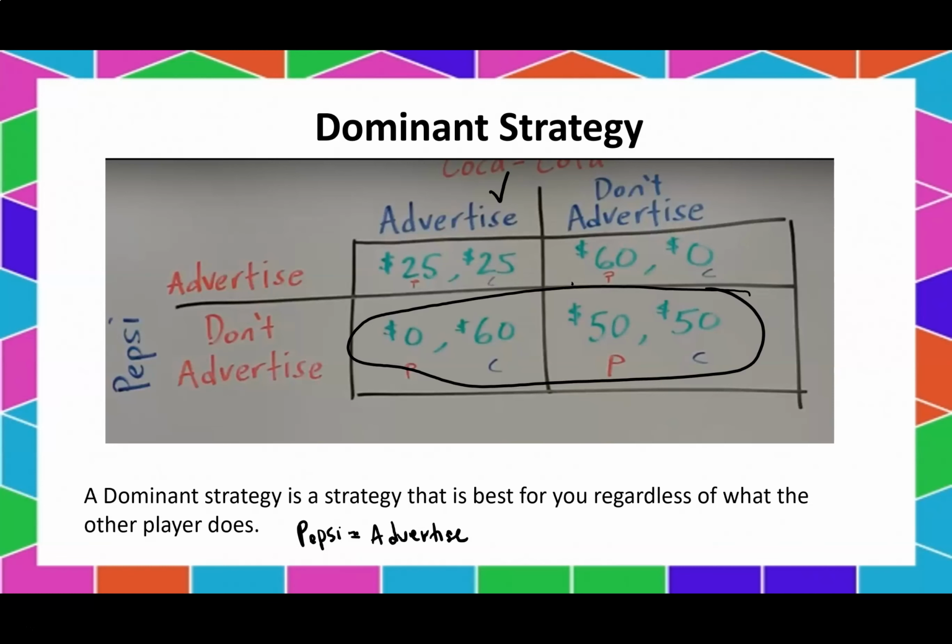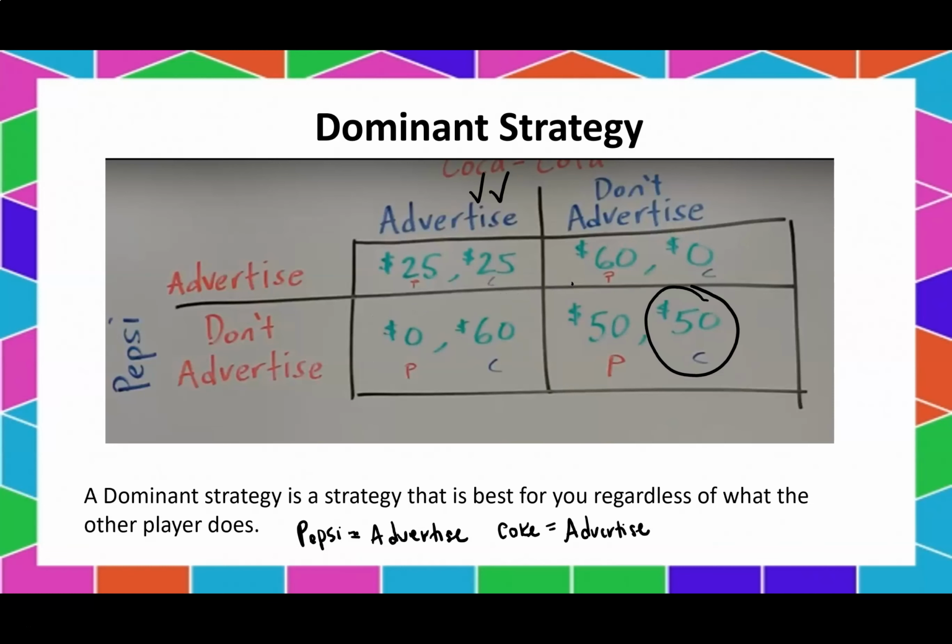Okay, well then for Coca-Cola, the options for them would be to choose the $60 option or the $50 option. And obviously we prefer $60 to $50, so Coke in this case should choose to advertise. So Pepsi, their best strategy or dominant strategy is to advertise, and Coke or Coca-Cola, their best strategy is to advertise as well. And what does that really mean?